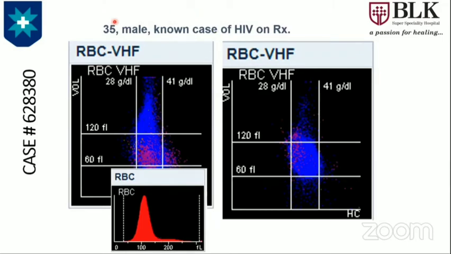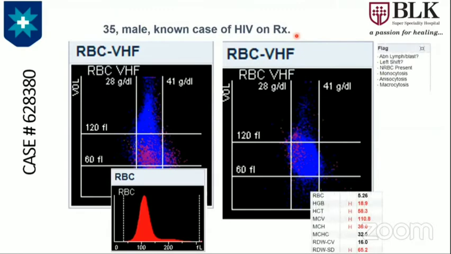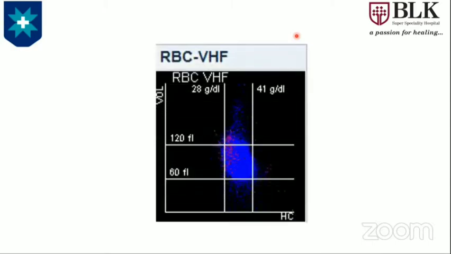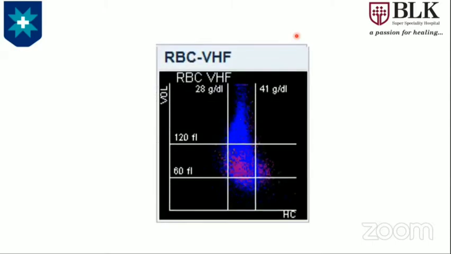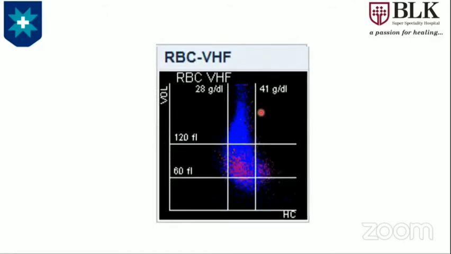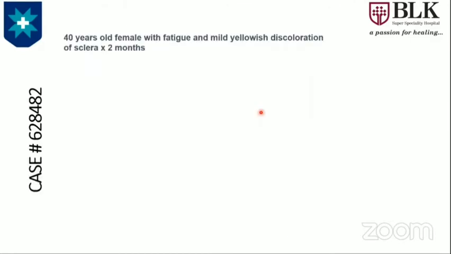And if you look at the history, it's a 35-year-old male, a known case of HIV on therapy, which is indicating that this particular patient is probably giving you what is called drug-induced macrocytosis or non-megaloblastic macrocytosis, which happens in HIV. Just to give you a clear indication, this is how it used to be in a normal case, whereas this is how it is in a non-megaloblastic macrocytosis.